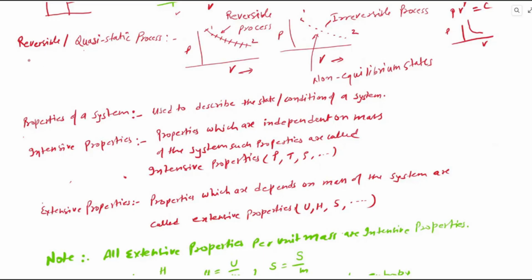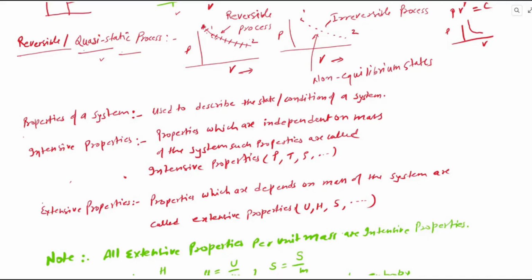Next is the reversible and irreversible process, right? Reversible, or this is also called a quasi-static process, right? It will be almost static, right?